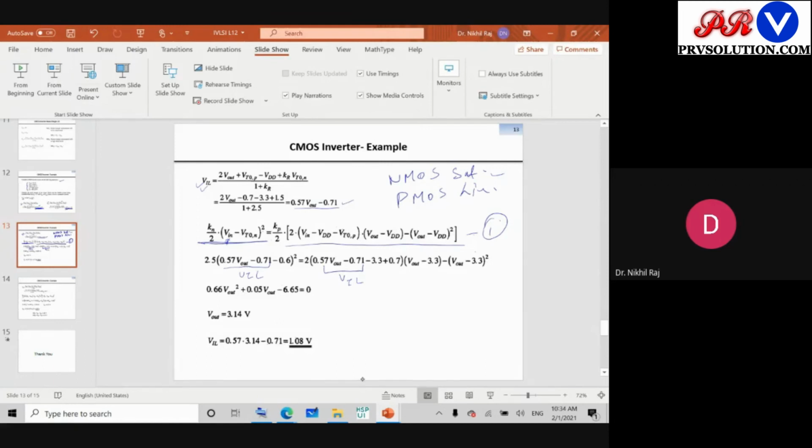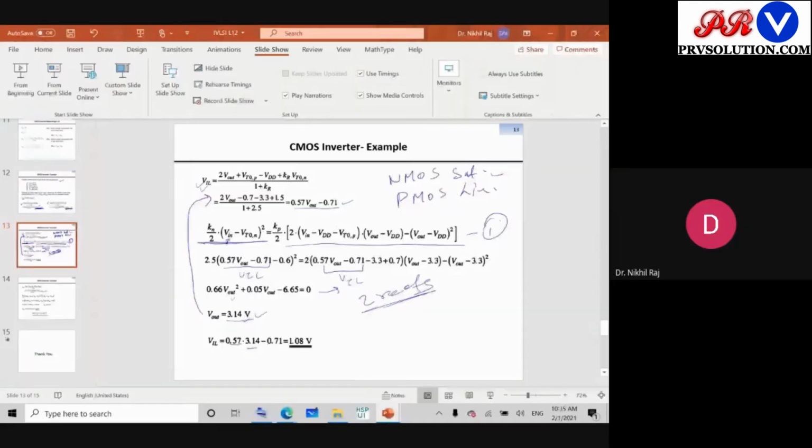So what will happen? The resultant will have all the terms in the form of V out, and this is a quadratic equation. You know how to solve a quadratic equation. There will be two roots. One positive root will be taken as V out, which comes as 3.1 volt. This root will be substituted into the VIL expression, that is 0.57 times 3.14 which we have calculated, minus 0.7. So VIL we have got is 1.08 volt.